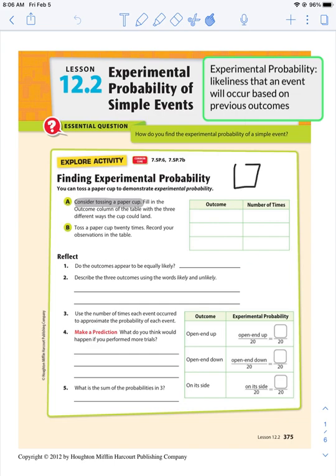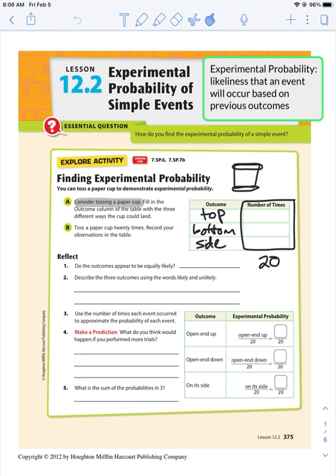Well, I'm assuming we have a cup kind of like this, probably a circular top, probably a circular bottom. So it could land on the top, upside down. It could land on the bottom, so right side up. Or it could land on its side. All right, I want you to flip the cup and record the number of times it happens. Flip it 20 times total. So these 3 boxes should add up to 20. All right, pause the video and do that.